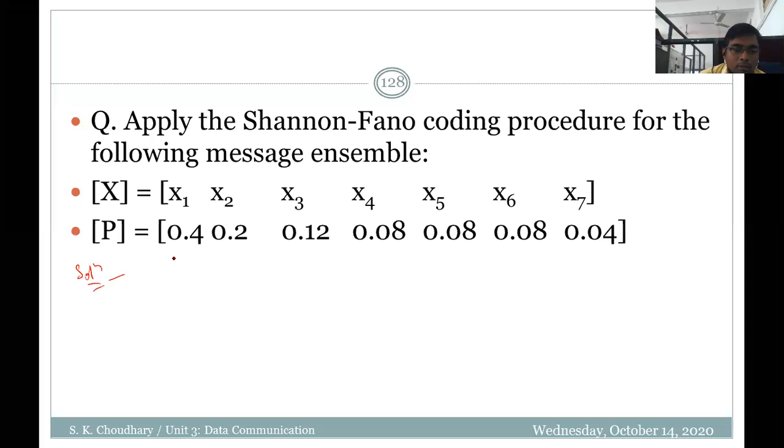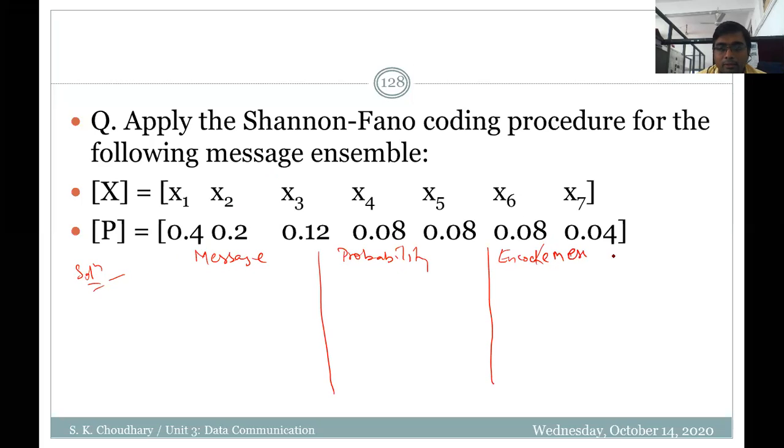First of all, you have to make a table. In this table, you write message, then probability, then encoded message, and finally the length. Keep the spacing for the encoding larger.